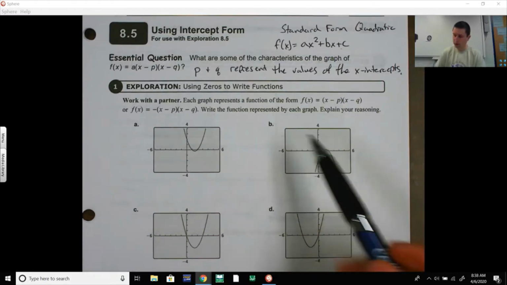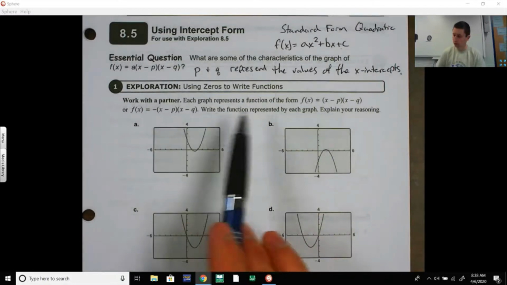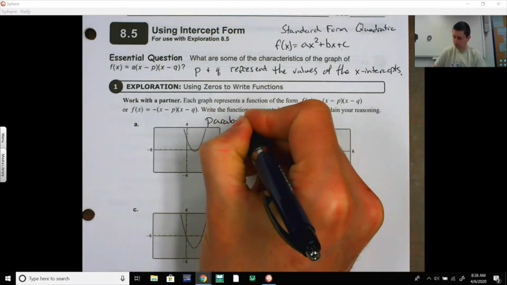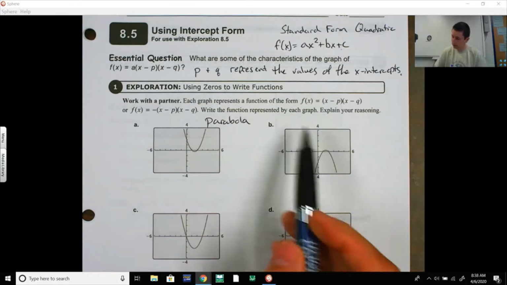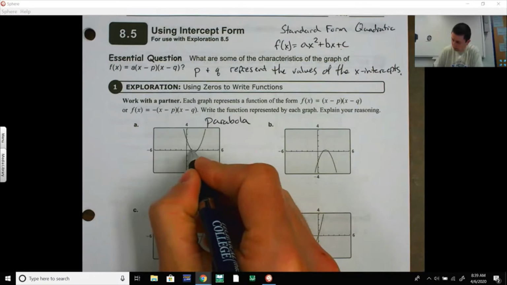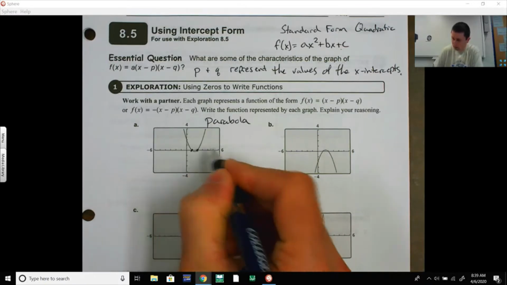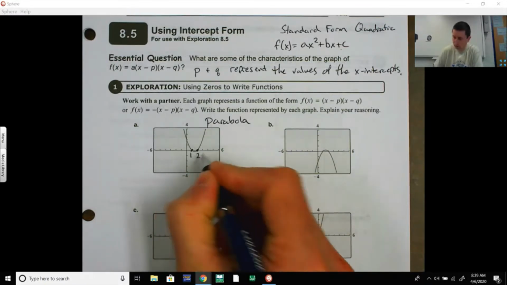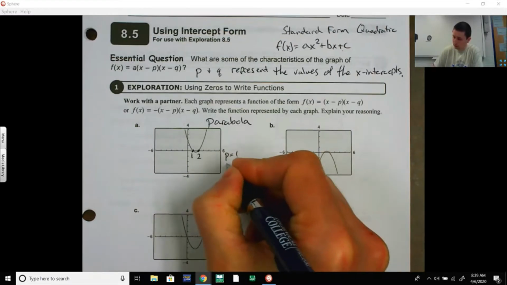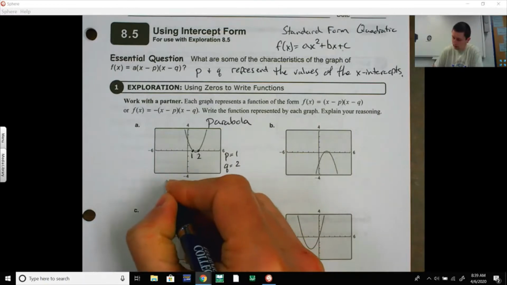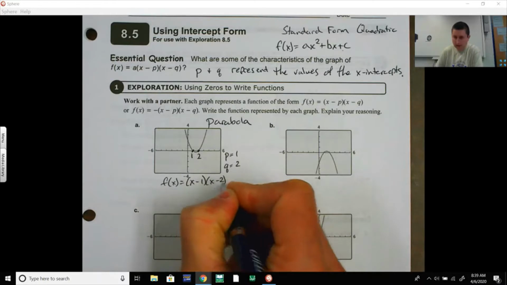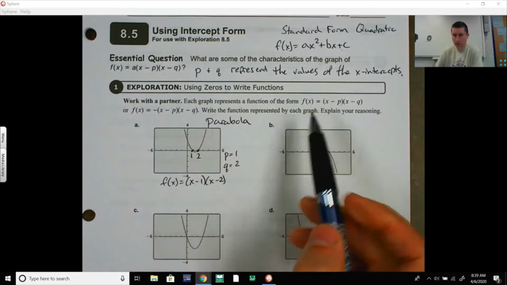Okay? So each one of these, if it's anything like this, it's going to be this graph, which we call a parabola. And if you're looking for an equation of this, you notice these are your x-intercepts right there and right there. So the x-intercepts are 1 and 2. So p would equal 1, q would equal 2. So you'd get f of x equals x minus 1 times x minus 2. The minus signs are built into the formula.